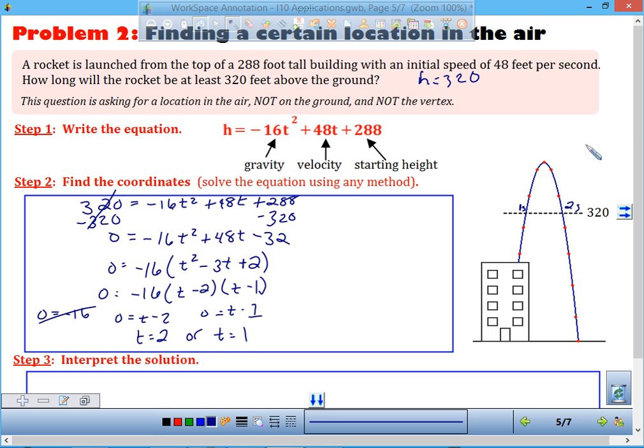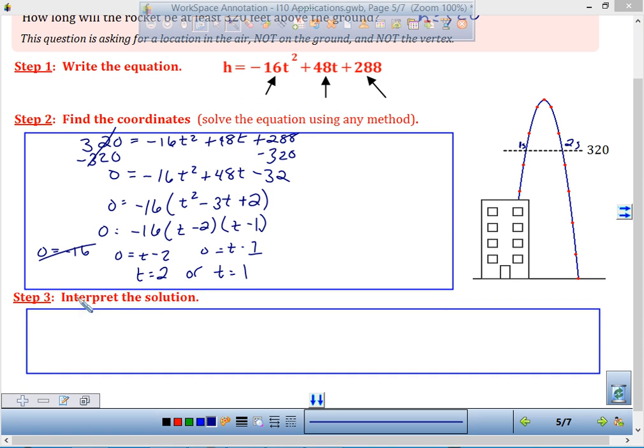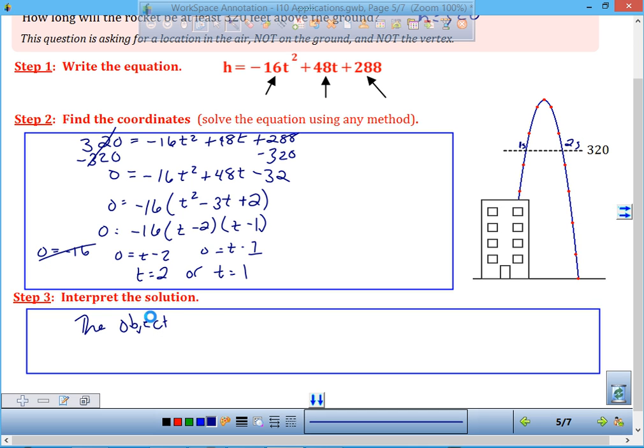Okay, so our solution, the object will be 320 feet above ground at 1 second and 2 seconds.